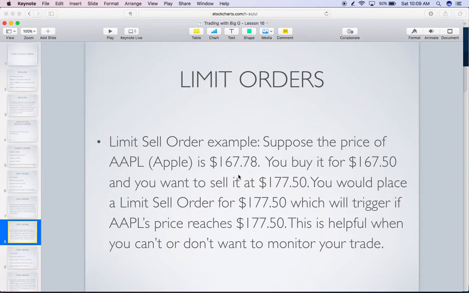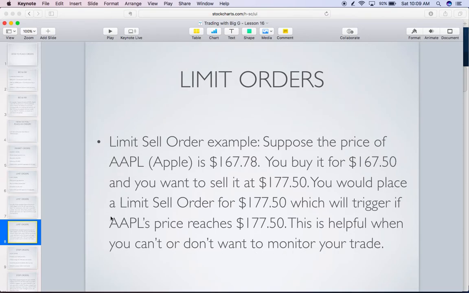Suppose the price of Apple is at that 167.78 where it is today. You buy it for 167.50 and you want to sell it when it goes up to 177.50. So you could place a limit sell order for 177.50 and that'll trigger if Apple's price reaches 177.50. This is helpful when you can't or you don't want to monitor your trade.